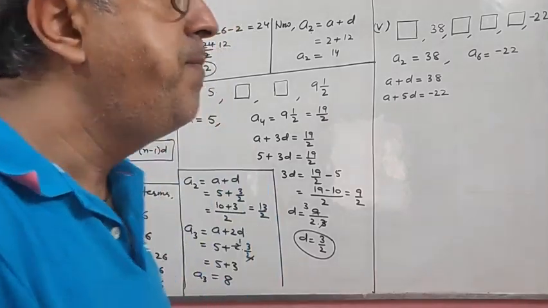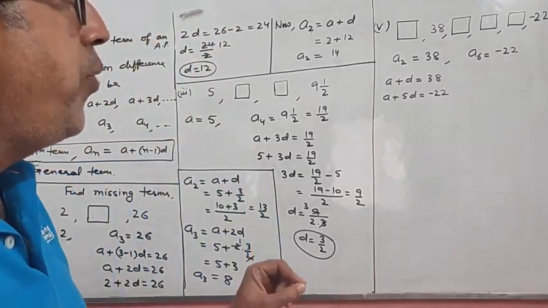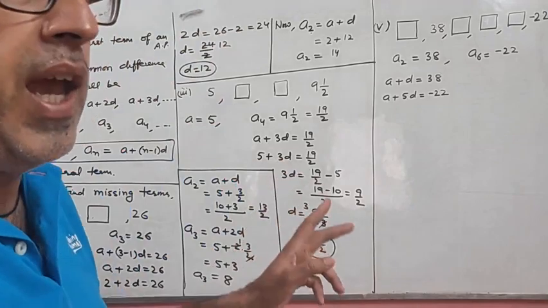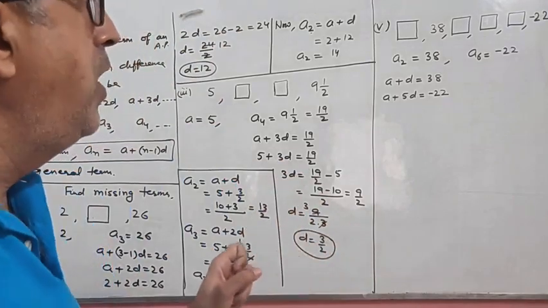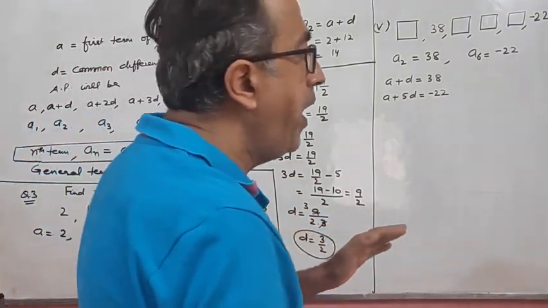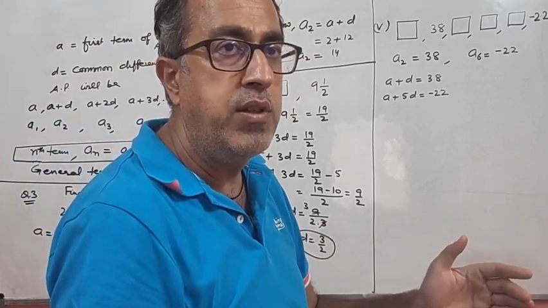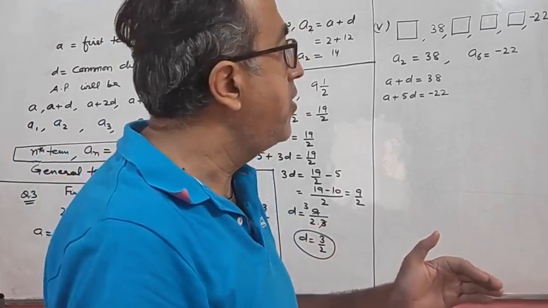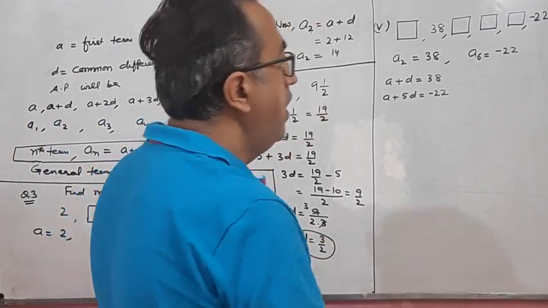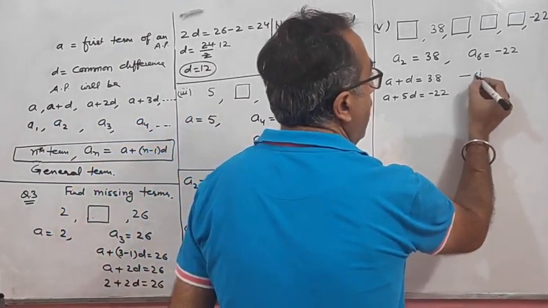In this part, we get two equations in A and D, and we solve them by the elimination method, as we have learned in chapter 3, pair of linear equations. These are the two equations.